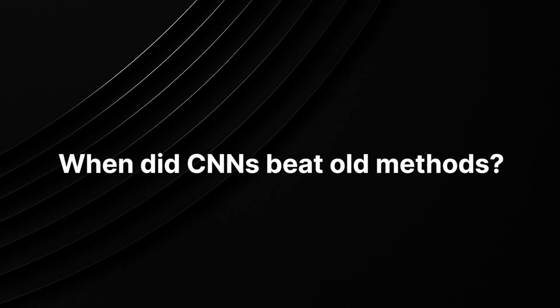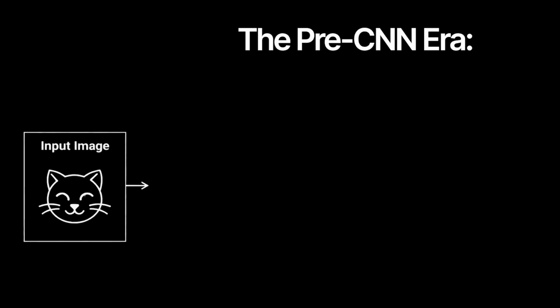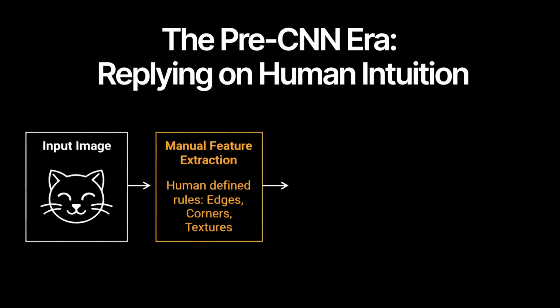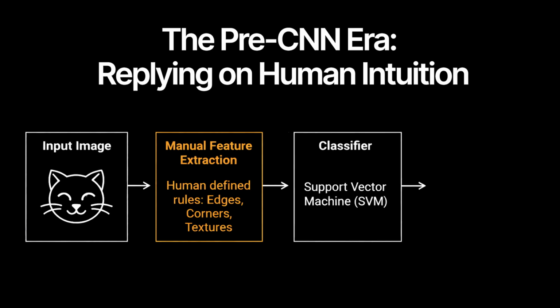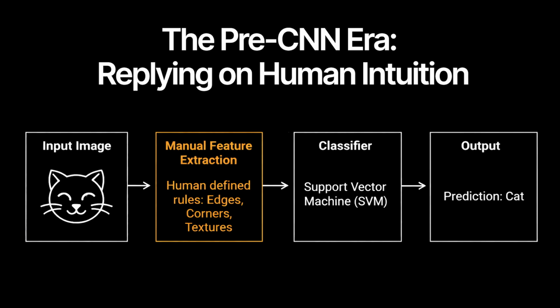Now let's answer the bigger question. Why did this beat the older approaches so hard? Before CNNs dominated vision, many systems worked in the following way. Humans designed features: edges, corners, textures, etc. And then they would train a classifier like an SVM. This worked, but it had a ceiling because humans were guessing what features mattered.